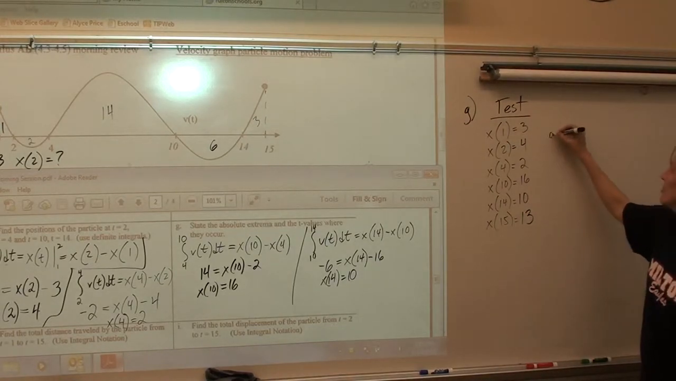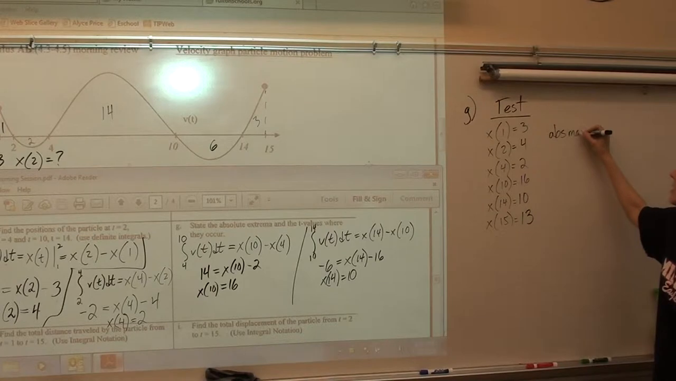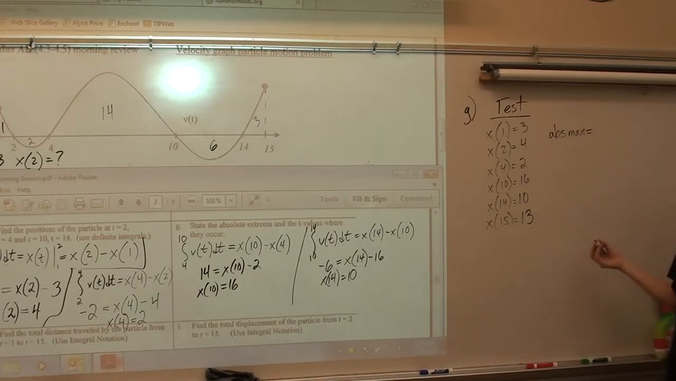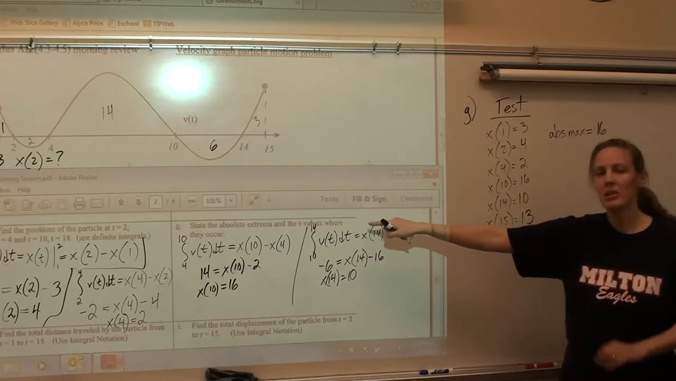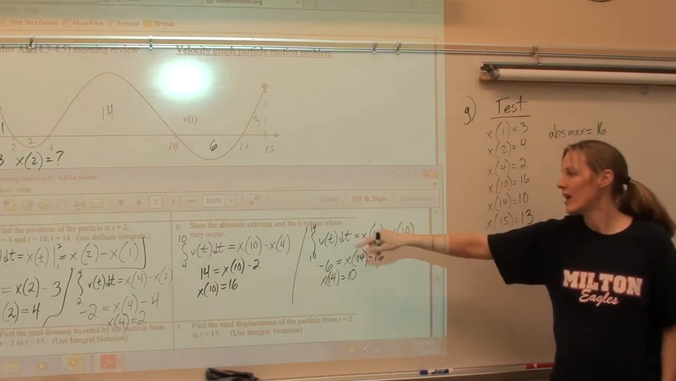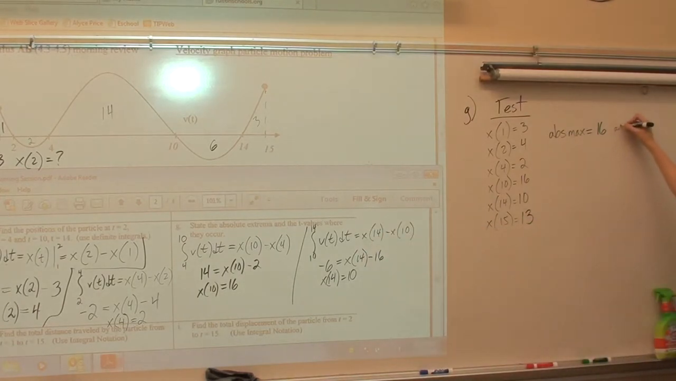So our absolute max is just the highest y value. What is it? 16. That would be our highest position that we reach. Normally that would be your answer, but he asked for the t values where this occurs. So this is at t equals 10.